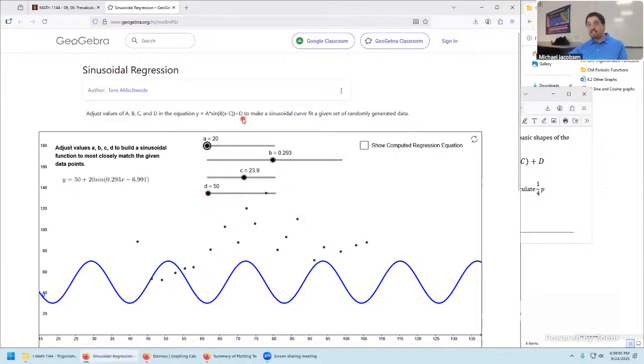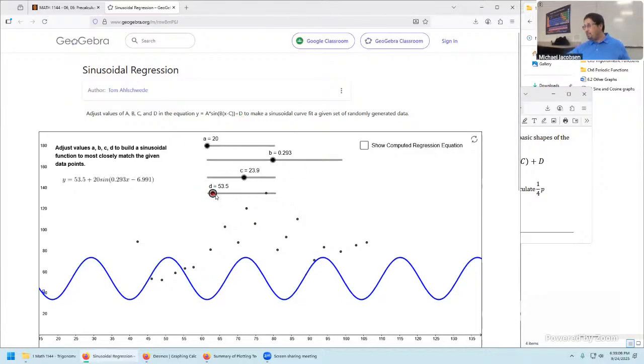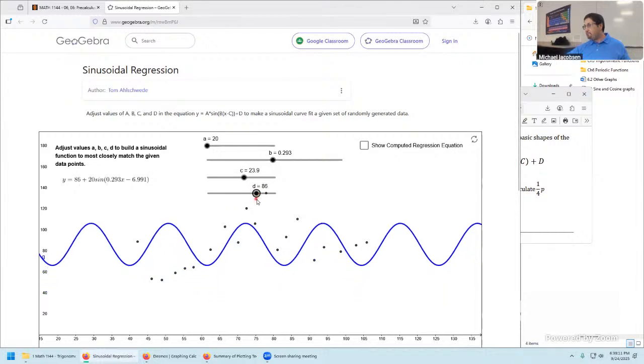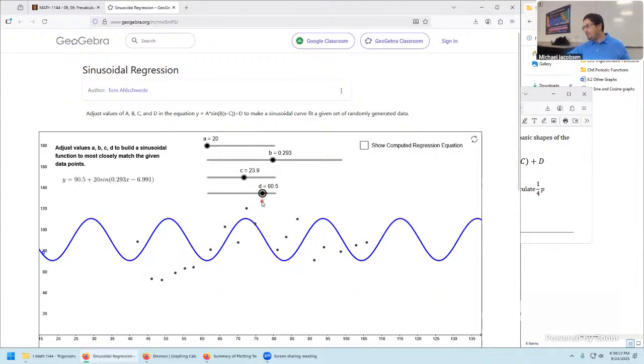If you manipulate D, this is just telling us what the height of the curve is. That's the midline equation, just like on the very last problem. So moving D around, we can have maybe a slightly better fit to this data. Okay, it looks like some pretty messy data. This is going to be a challenging set of data to fit towards.